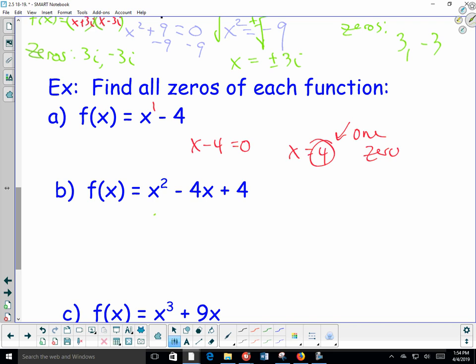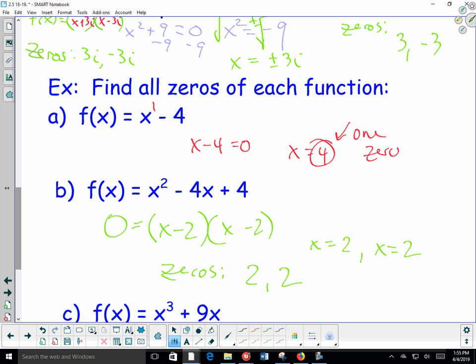I would take x minus 2 times x minus 2. To find zeros, like Nathan was saying, we set the function equal to 0. When you solve it, what are you going to get? It's going to have the zeros of 2 and 2. So x equals 2 and x equals 2. My zeros here are 2 and 2.